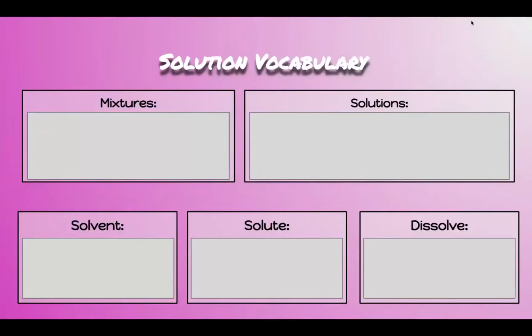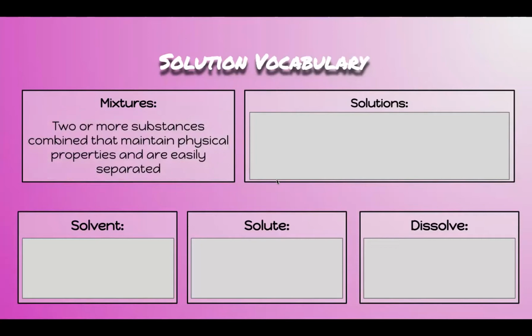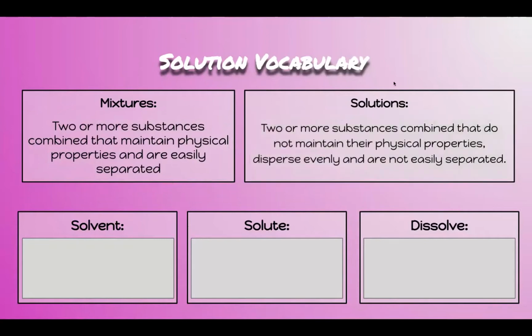But first, we've got a little bit of vocabulary to go over. So mixtures, just like you heard from Ms. Ramirez, are two or more substances combined that maintain physical properties and are easily separated. Now, solutions are two or more substances combined that do not maintain their physical properties. They disperse evenly and they are not easily separated.